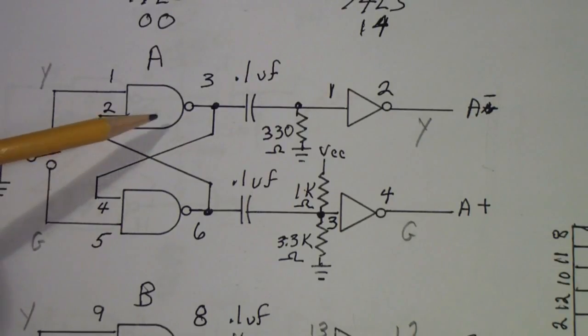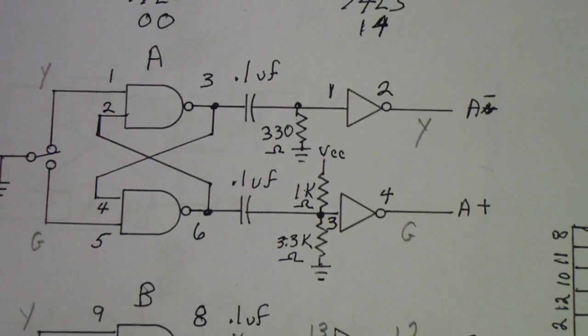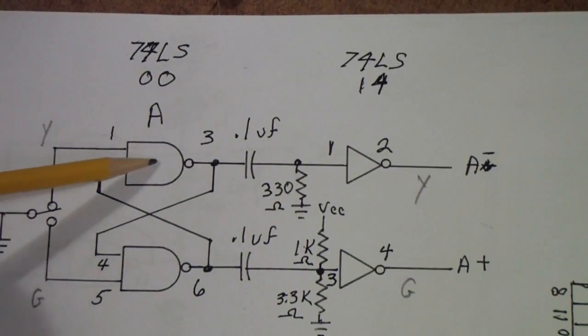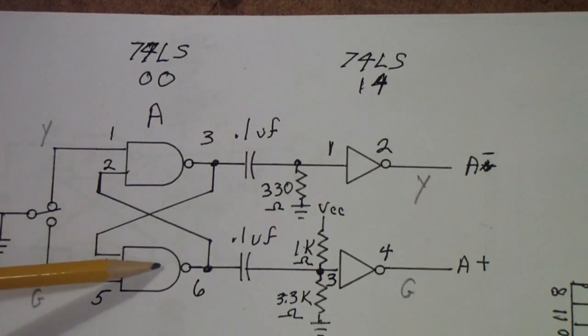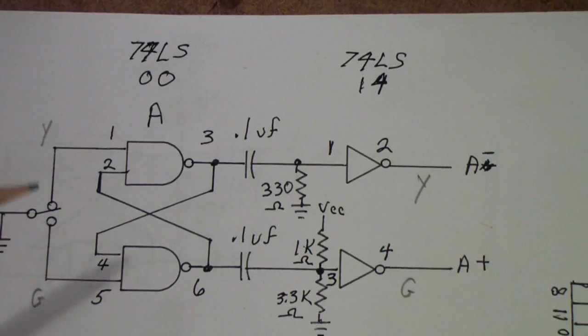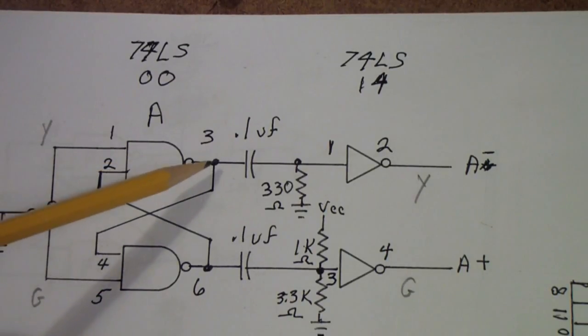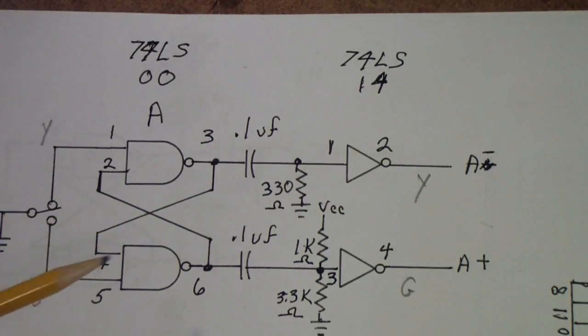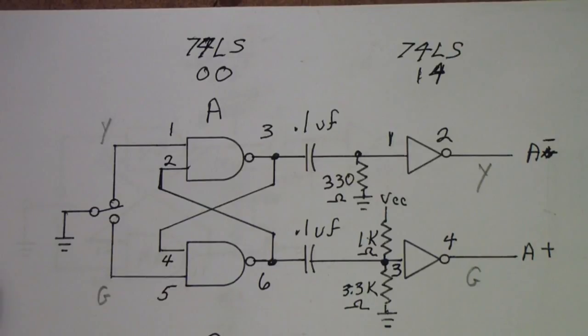This is a NAND gate, a 74LS100. This is two of the gates in a package. There are four in a package. And it's interconnected in a way where the outputs are connected back to the inputs. And then you see over on the left here is a switch that we can turn so that this input is grounded or this input is grounded.